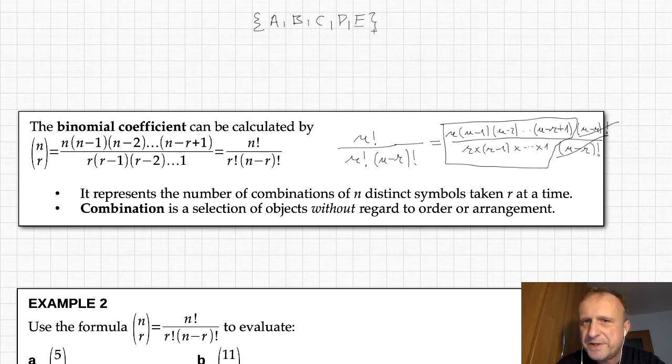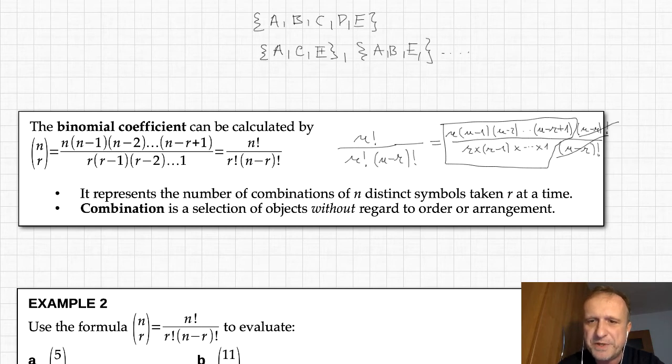You have 5 letters and you want to create combinations of these 5 symbols taken 3 at a time. So you want to create all the subsets consisting of 3 symbols. So A, C, E, for example, would be 1. Then you could have A, B, E, and so on. And the question is, how many of those are there?